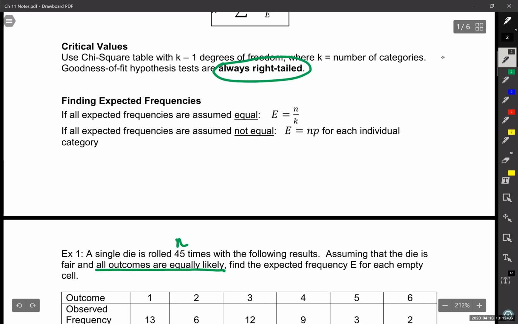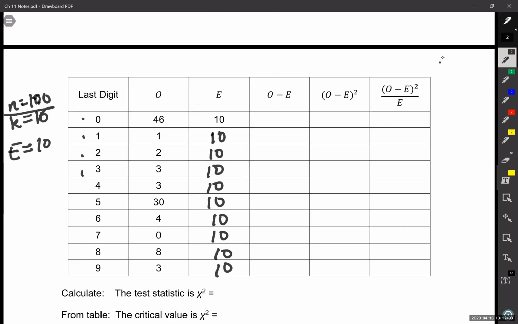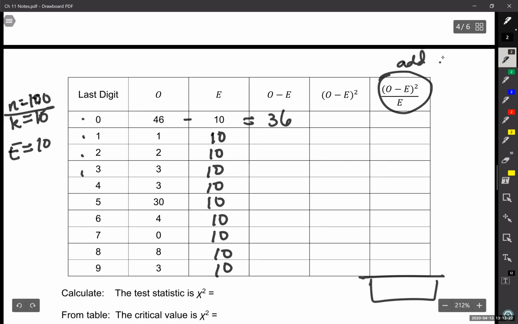But that's kind of putting the cart before the horse. What we need to do first is fill out each step. So first row, 46 minus 10, because O minus E. 46 minus 10 equals 36. 1 minus 10 equals negative 9, and so forth.